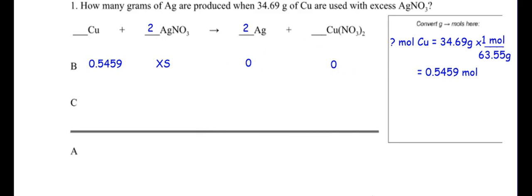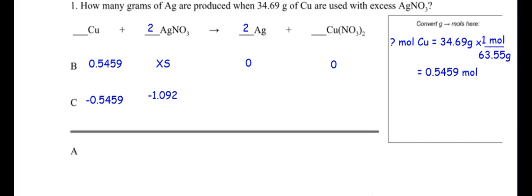So now what? I need to subtract out all my copper. I am assuming all of my copper is now used up. So how do I go about filling in the rest of the C? All right, hopefully this is getting a little bit easier for you. Now, how do I do it? I take what I have, divide it by the first coefficient times the second coefficient. So what is 0.5459 divided by 1 times 2? And I got 1.092.